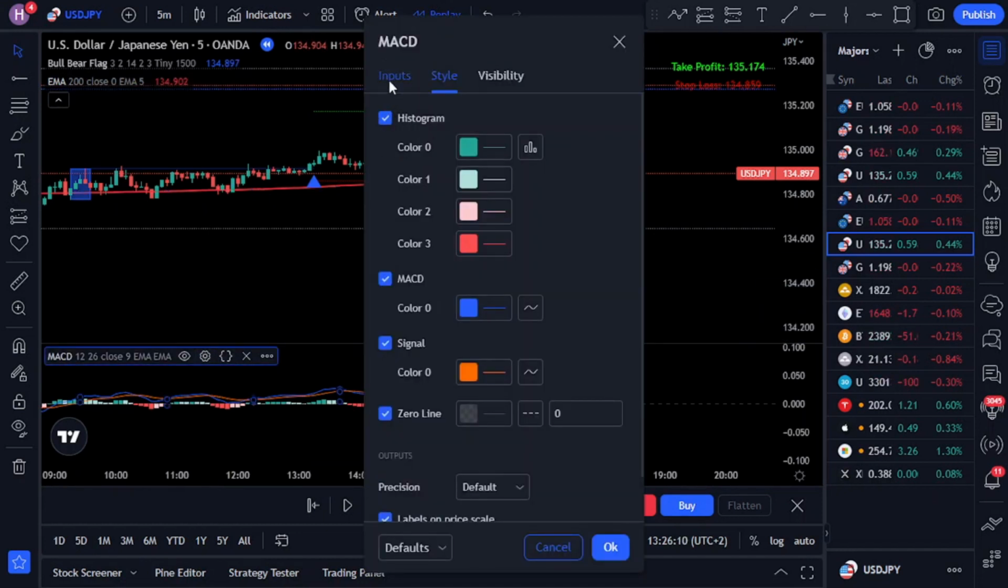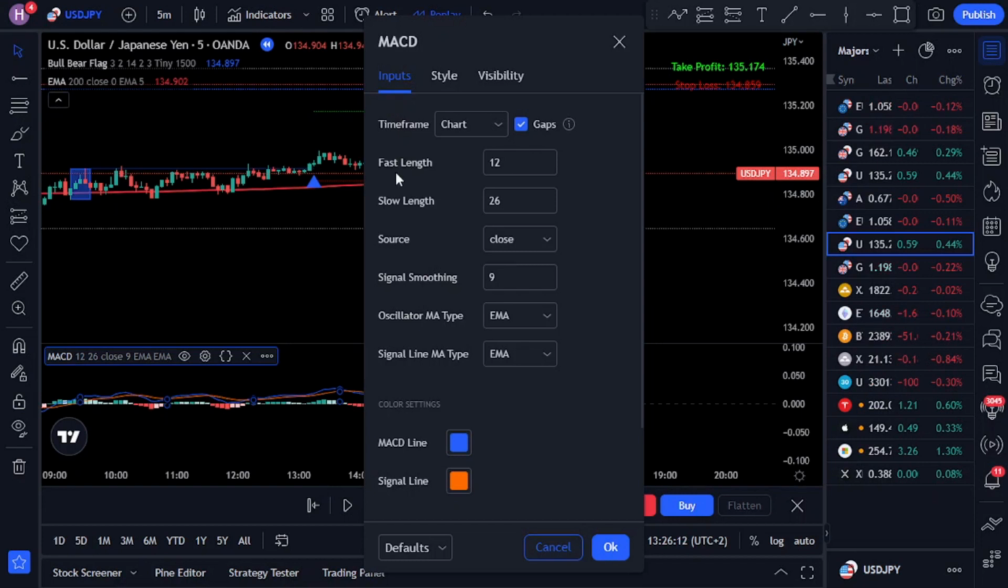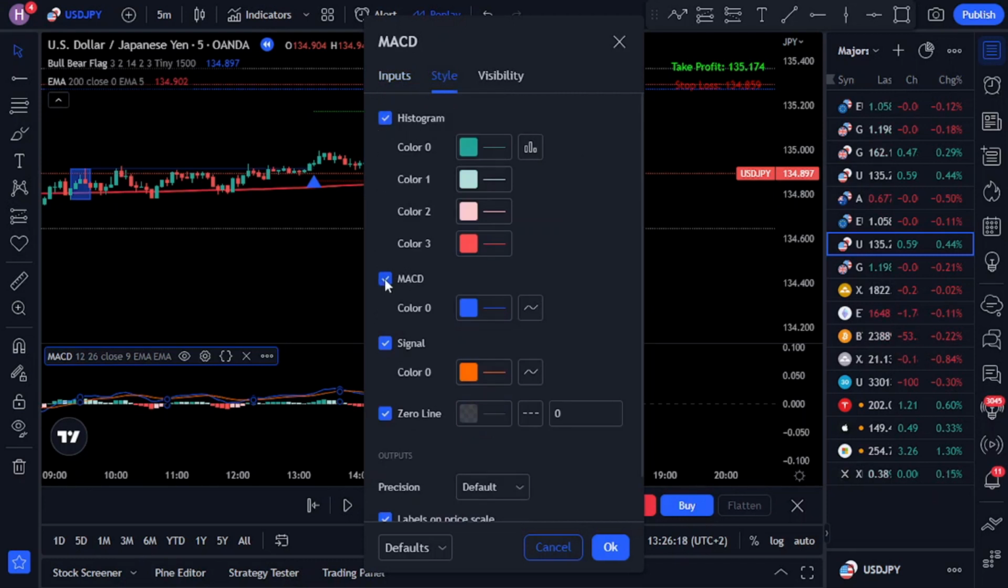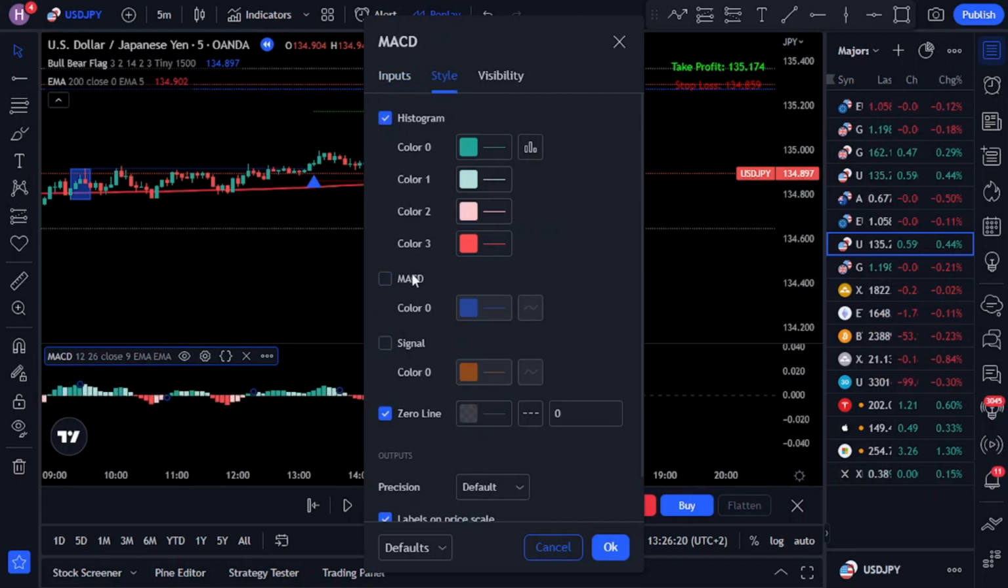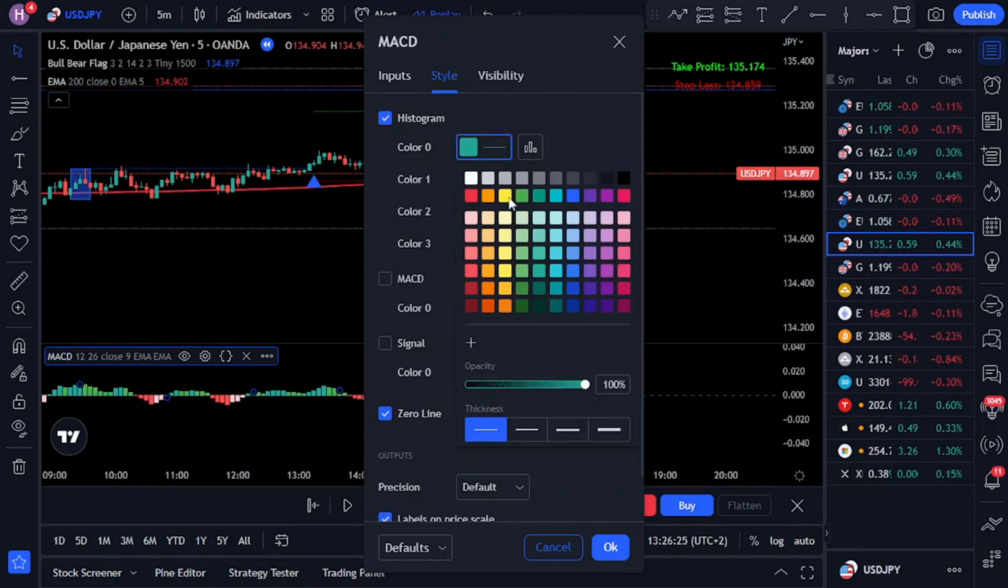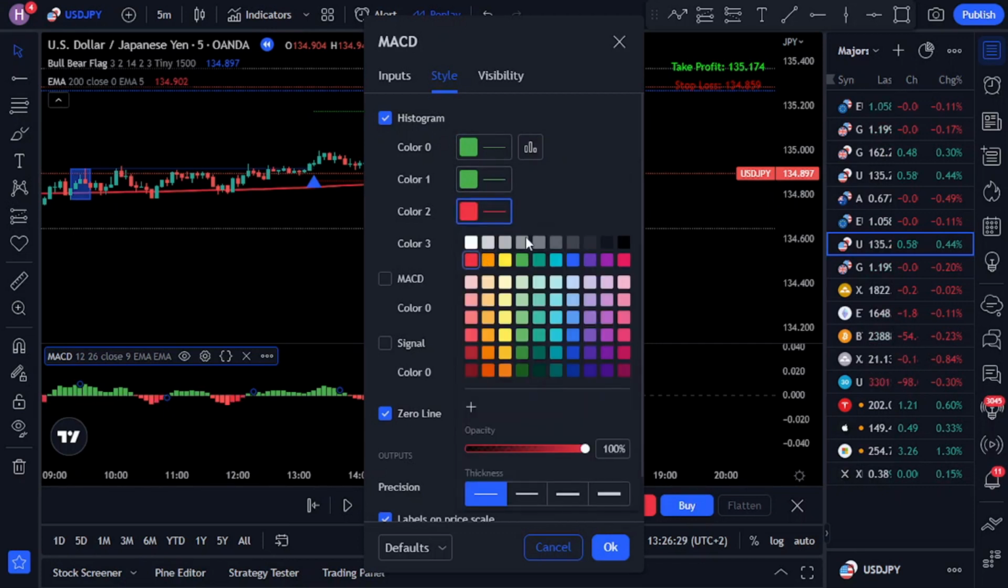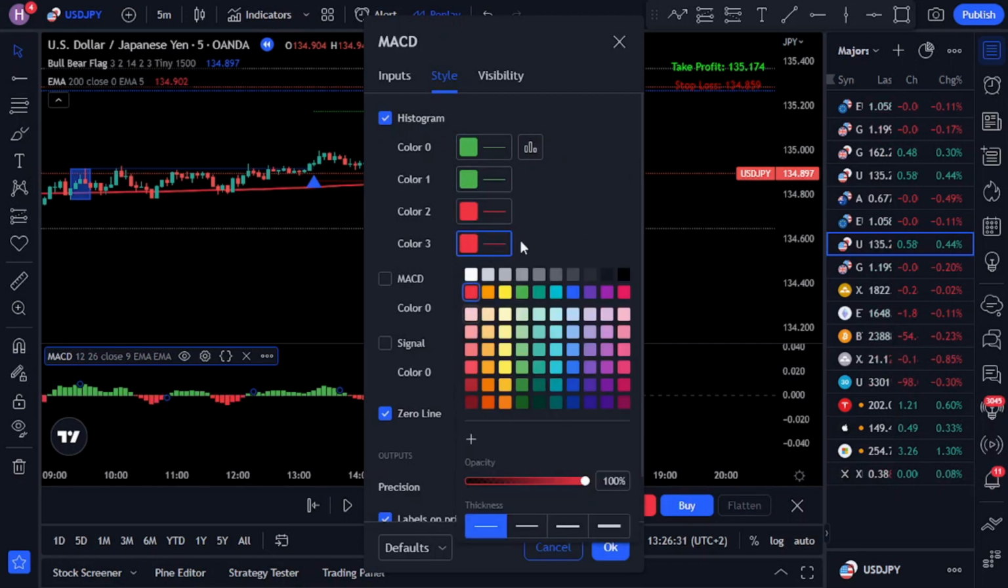Next, at the bottom of the chart, we are going to make a few adjustments to our MACD indicator. Under settings, we are going to leave everything on default. However, under style, we are going to make a few changes. For the strategy, we are focused on the histogram and change the first two colors to green and the second two colors to red.